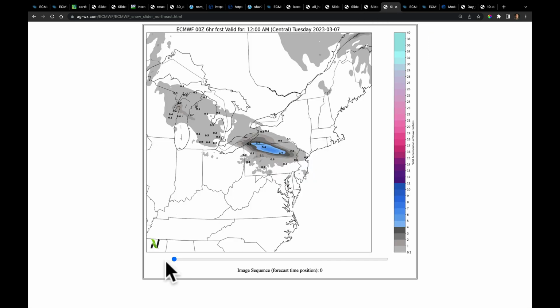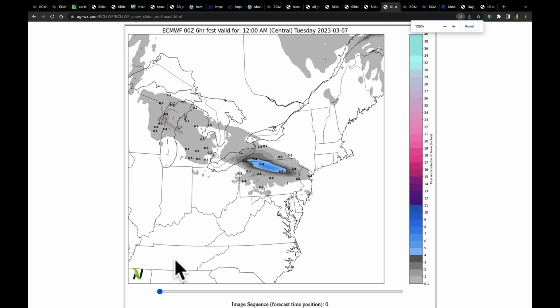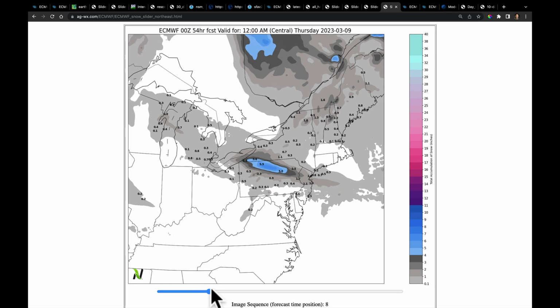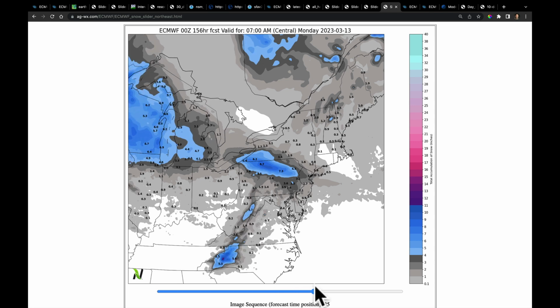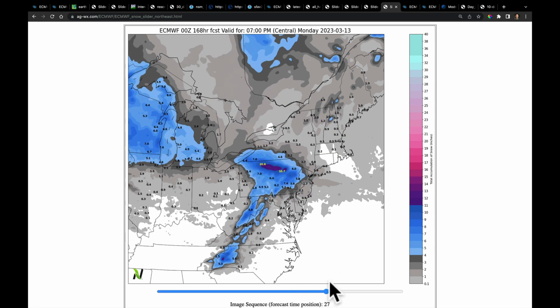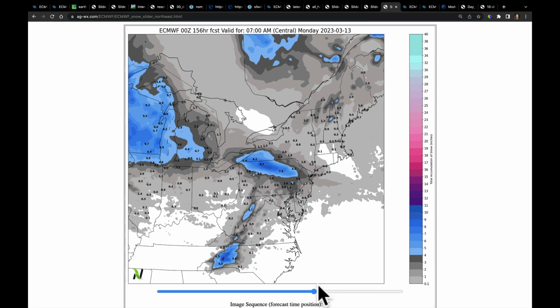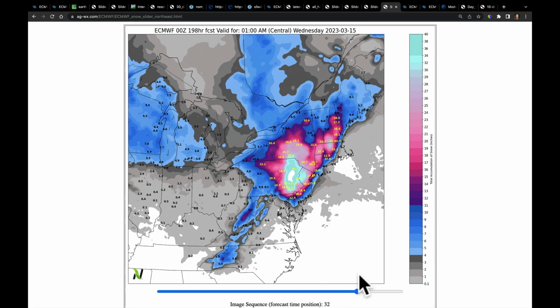If we do go into New England, now I'm only showing you the European. You're not seeing the GFS. This is the snow that prompted the winter storm warnings. And then as we go forward, there comes a little bit more snow by Saturday. But then here's the system right there that we're watching. Now that timing on that is Monday, Tuesday of next week.